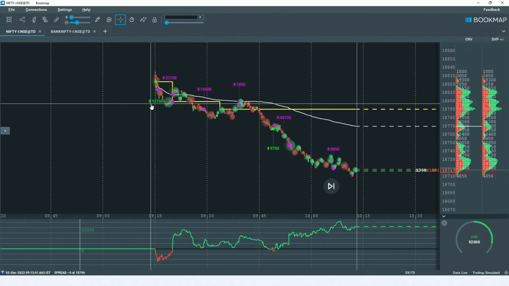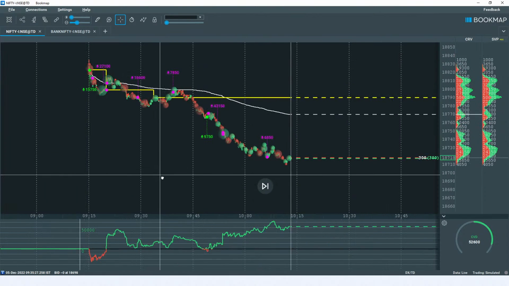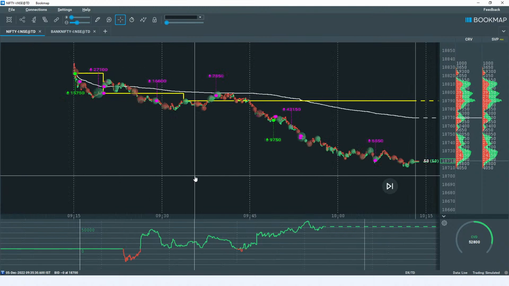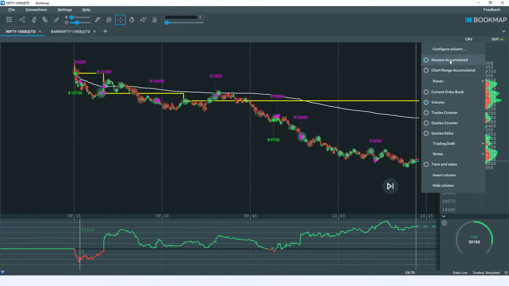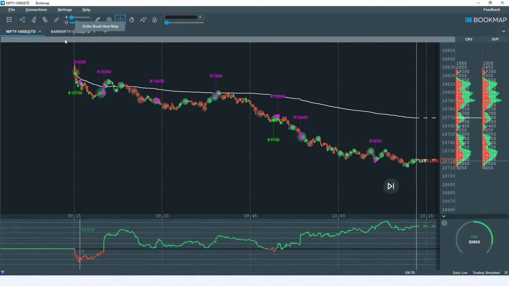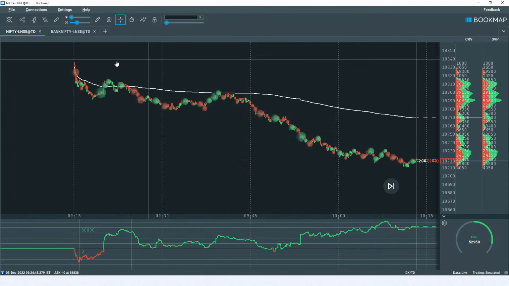Now we are looking into the Bookmap chart. If any beginners are there, don't get confused with the overall information, I will simplify it for you. Just a moment. Let me disable all the indicators, and then I will show you one by one.